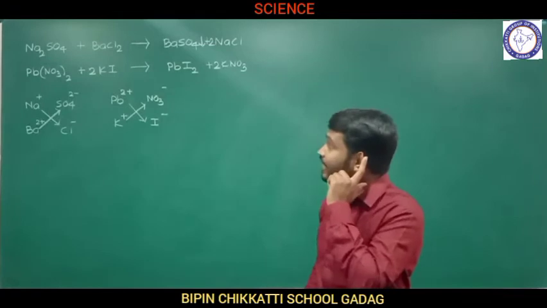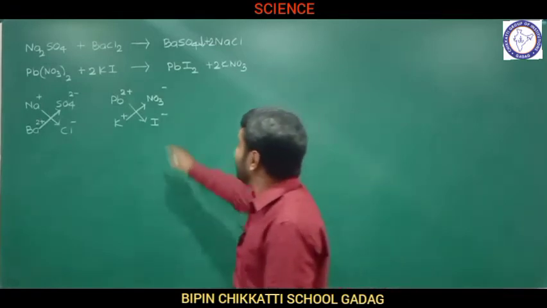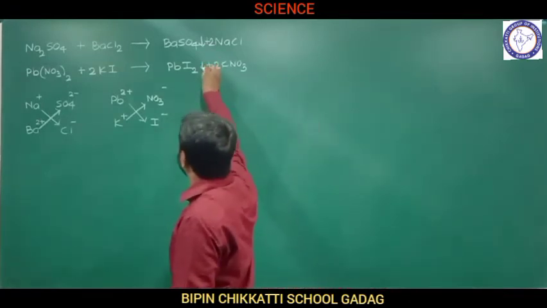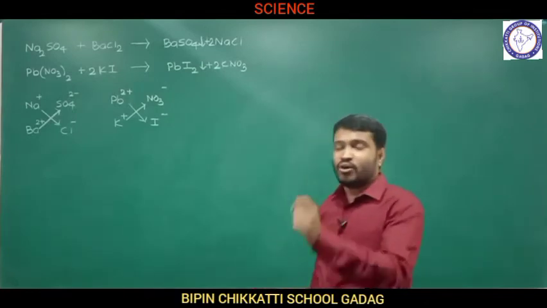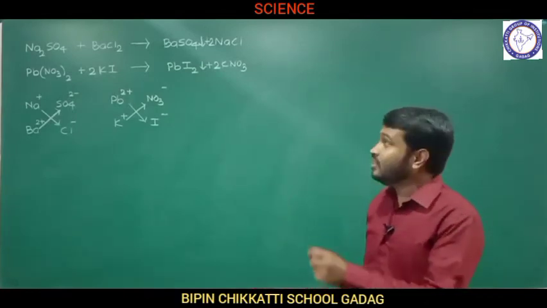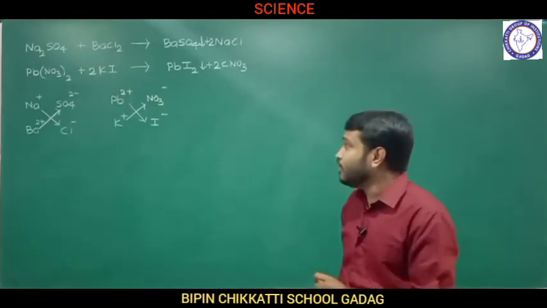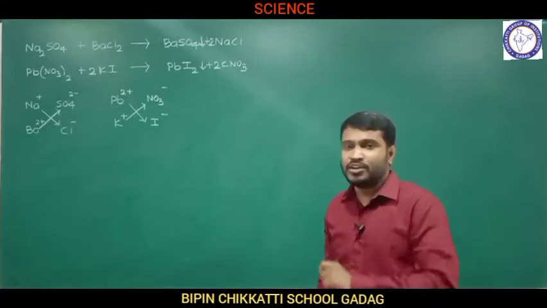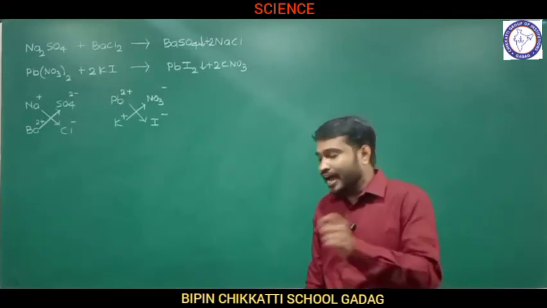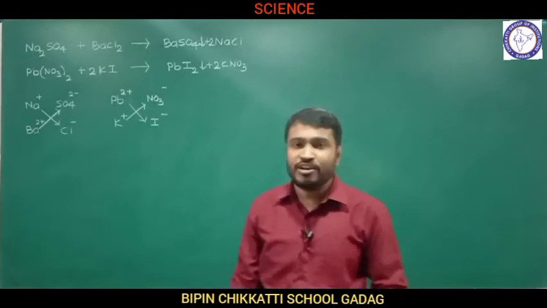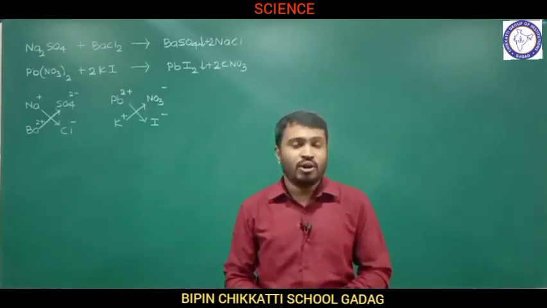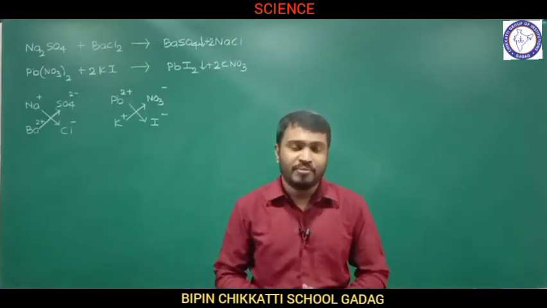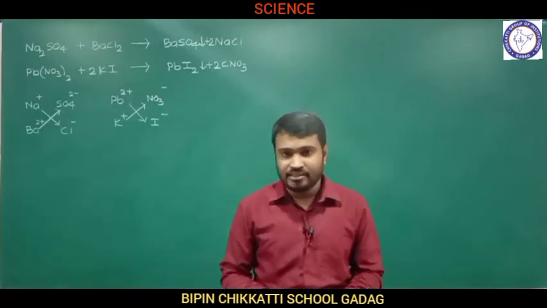Whereas in case of lead nitrate and potassium iodide, we are going to get lead iodide, a little bit yellow colored solid we are going to get here. So usually the precipitation reaction is going to be observed in case of a double displacement reaction, and this is how we can identify the double displacement reaction also. And that is all about the fourth type of chemical reaction, double displacement reaction.